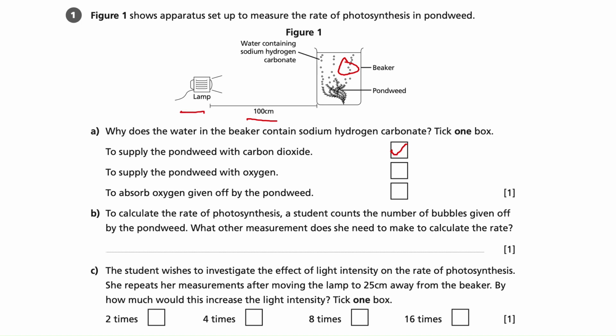To absorb oxygen given off by the plant, well, that would defeat the point of the investigation because we're trying to actually measure the rate of the oxygen being given off by the pondweed in photosynthesis. So yes, that first option is correct and scores the 1 mark for this question.